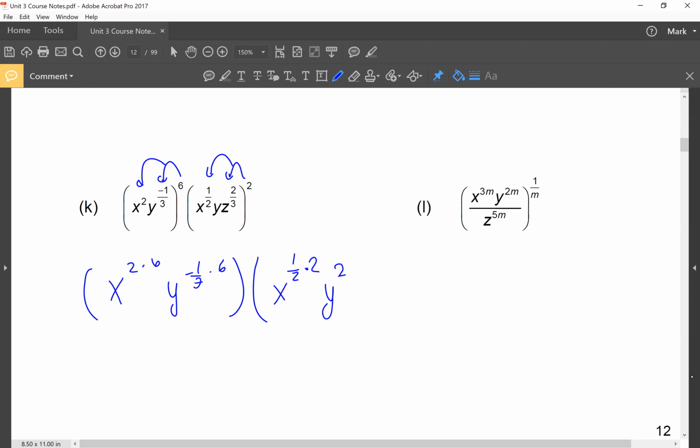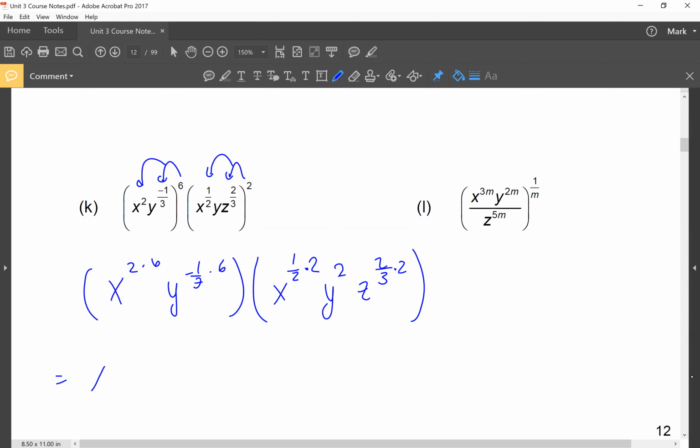Y, I'm going to multiply by 2. And z, I'm going to multiply by 2. So 2/3 times 2. Okay. The exponents can be multiplied on the calculator, right? Oh yeah, totally. Sorry, that took me a minute to think about. Yes, like something like 2 times 6 or 1/3 times 6. You can totally do this on your calculator.